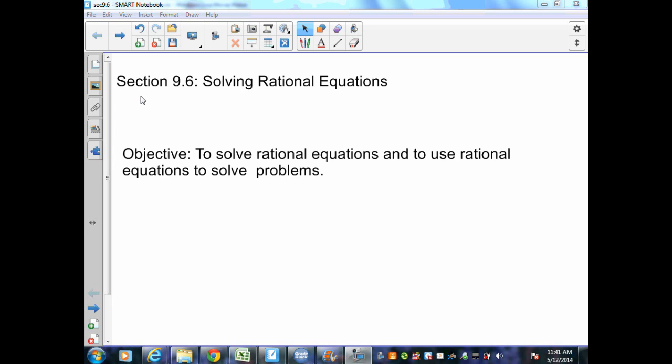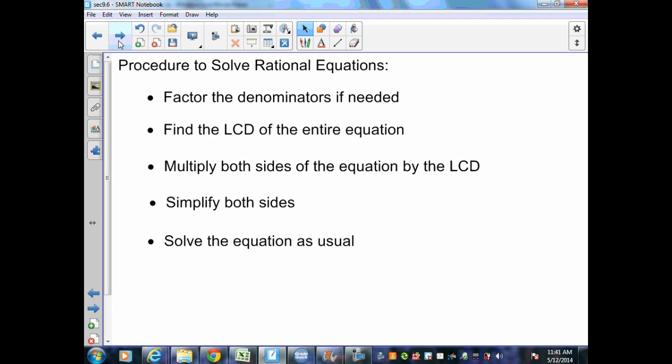Section 9.6, Solving Rational Equations. Here's the procedure I want you to use on your assignments when solving rational equations. I want you to factor the denominator if needed. I want you to find the LCD of the entire equation. I want to multiply both sides of the equation by the LCD, and then simplify both sides. Solve the equation as usual.